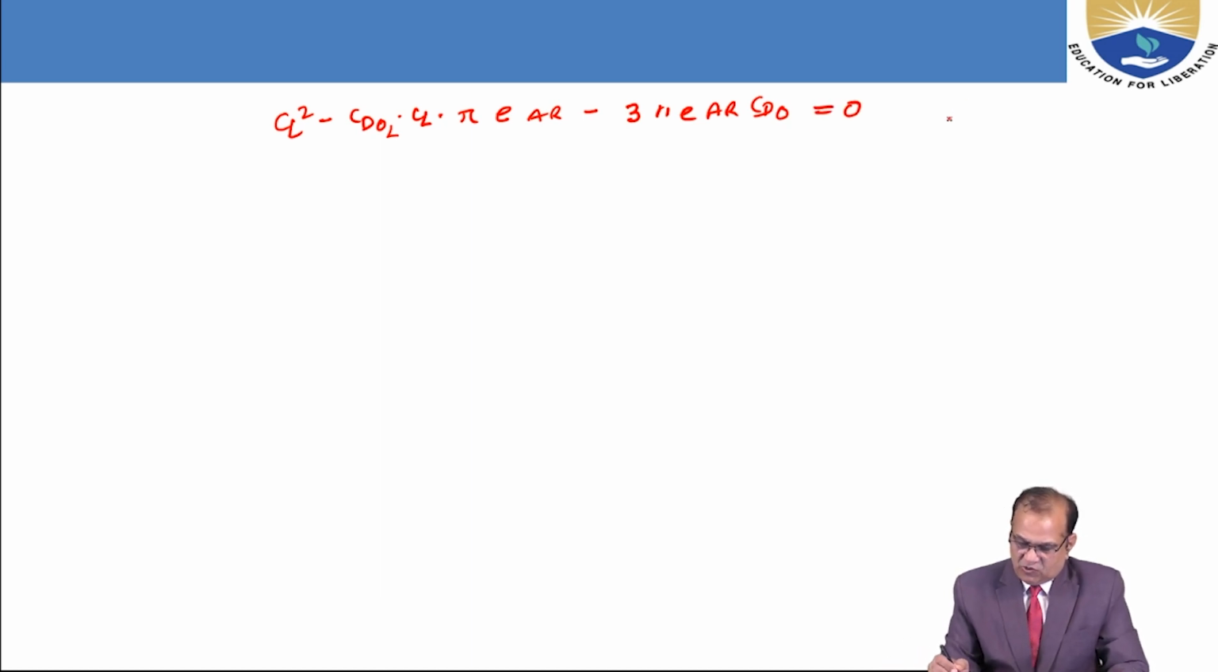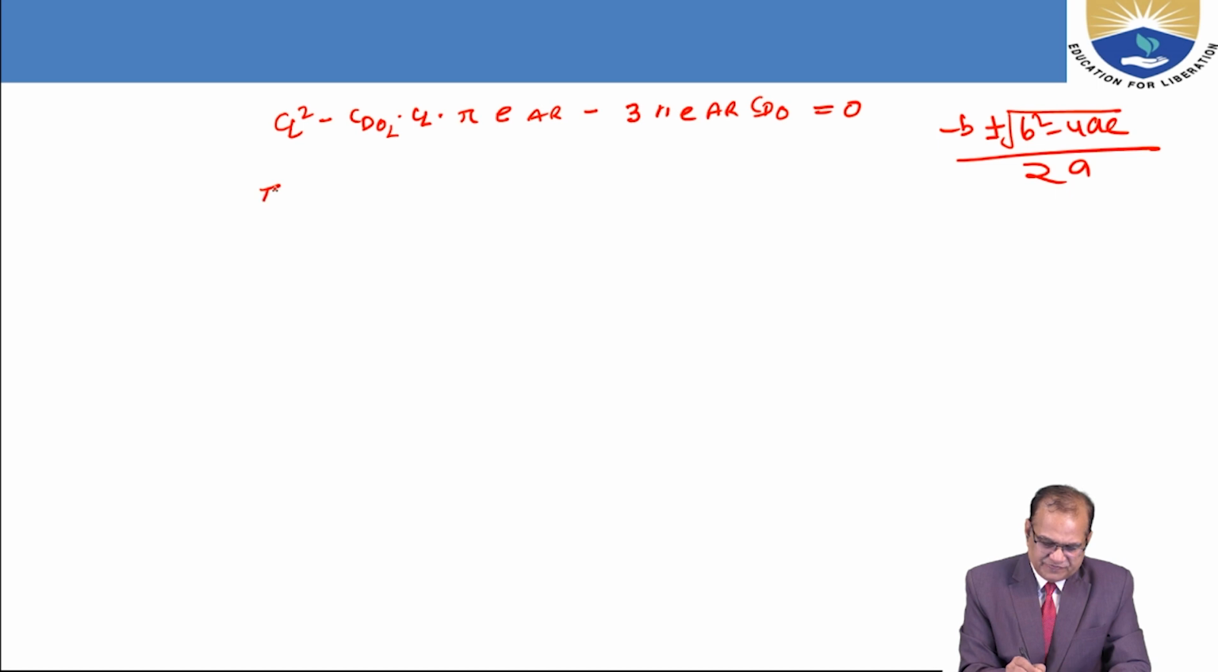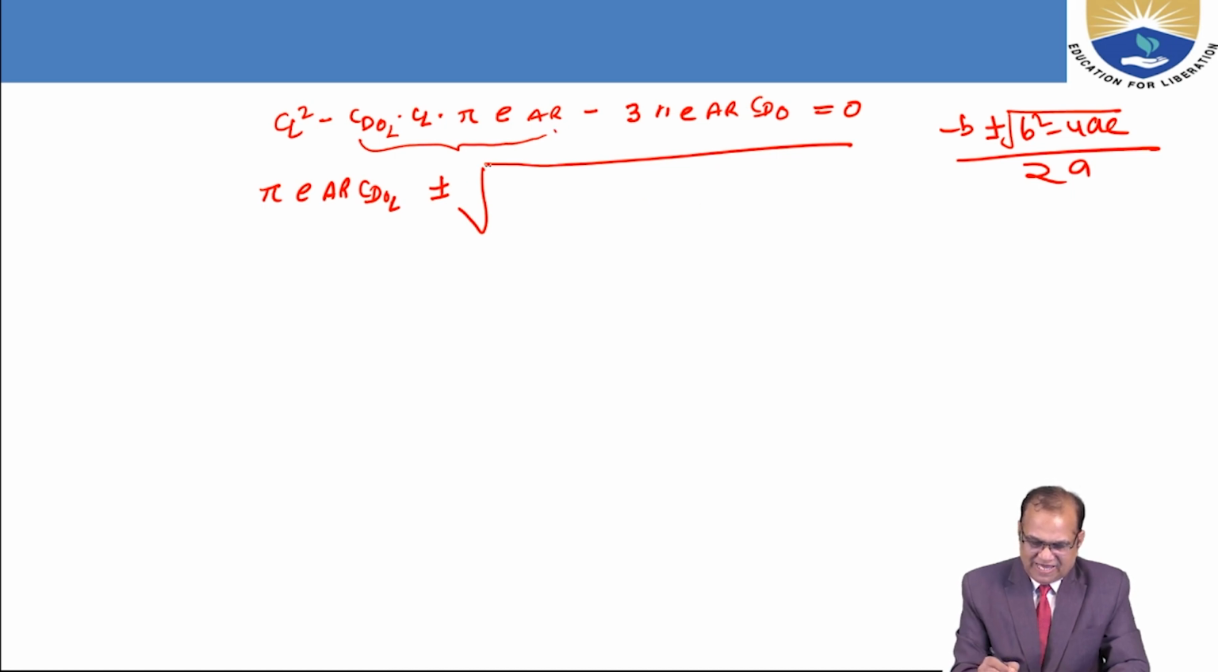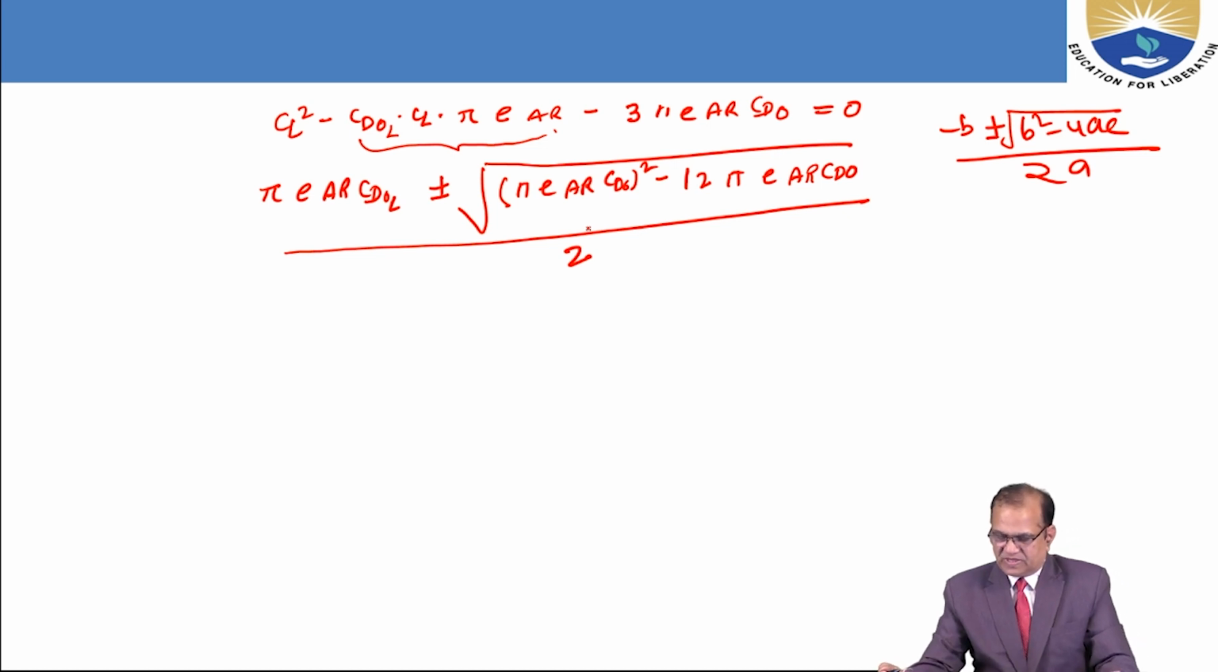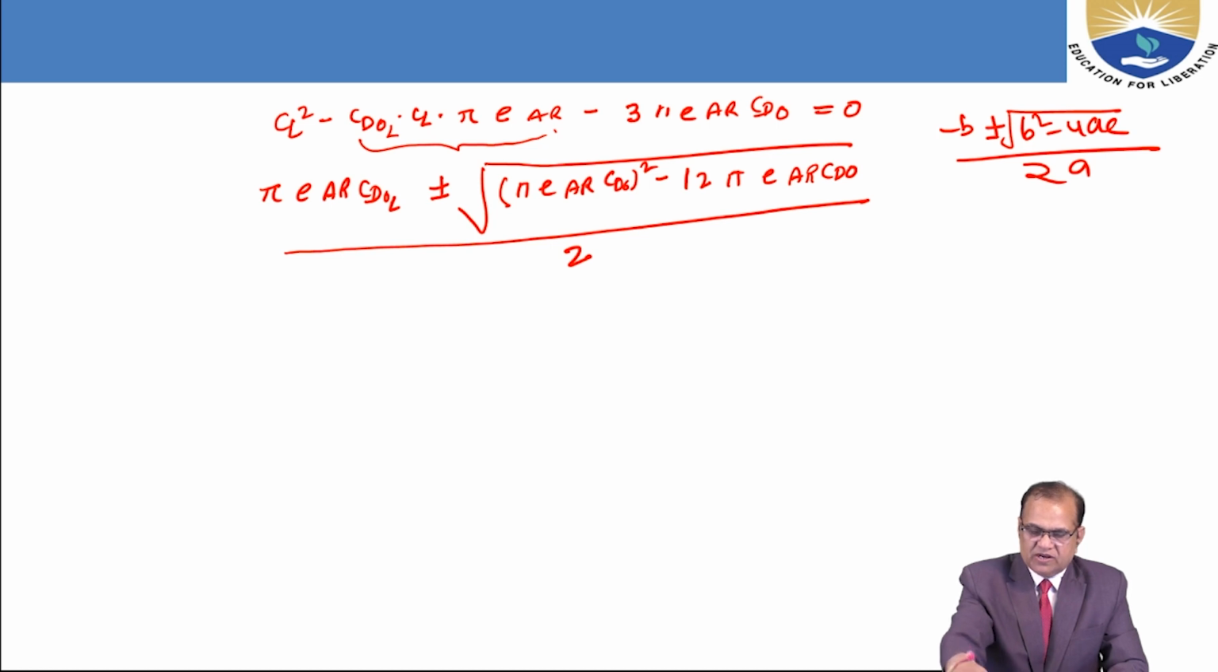So solving this by quadratic equation, minus b plus minus under root b square minus 4ac divided by 2a. So here a is equal to 1, and putting all the values here I will get pi E aspect ratio CD naught L plus minus under root b square, pi E aspect ratio CD naught L whole square minus 4 into 3, 12 pi E aspect ratio CD naught, divided by 2a, a is equal to 1. So this is the CL value which we are going to get.